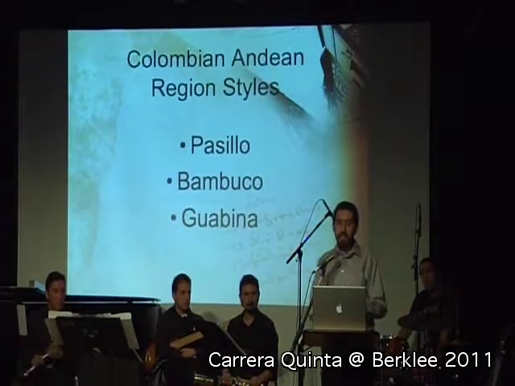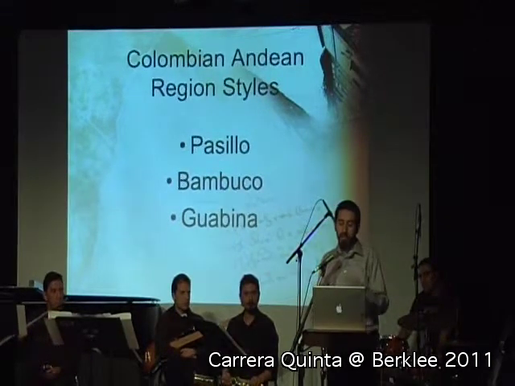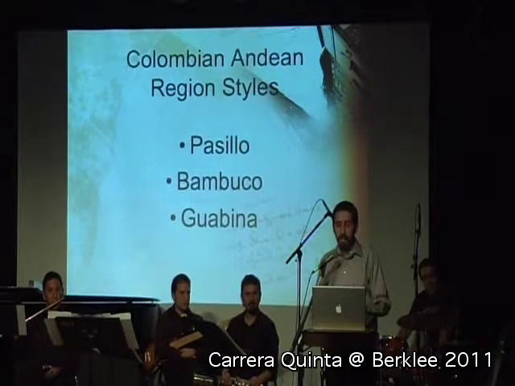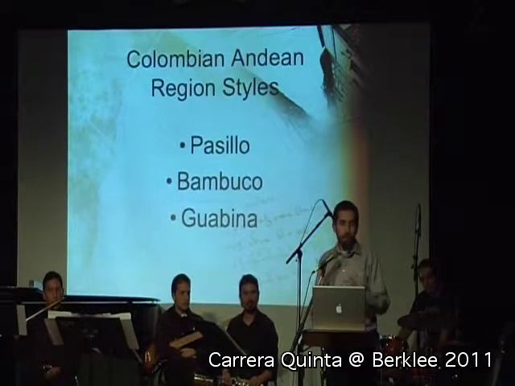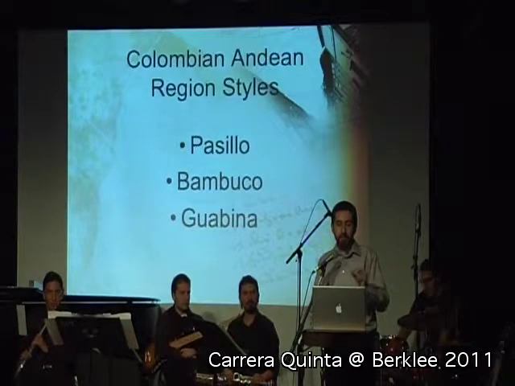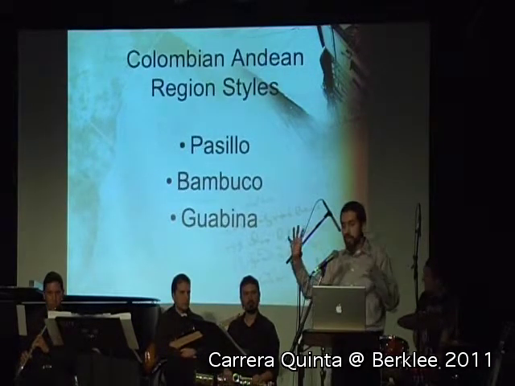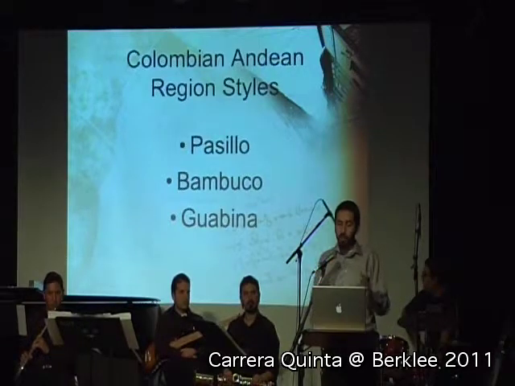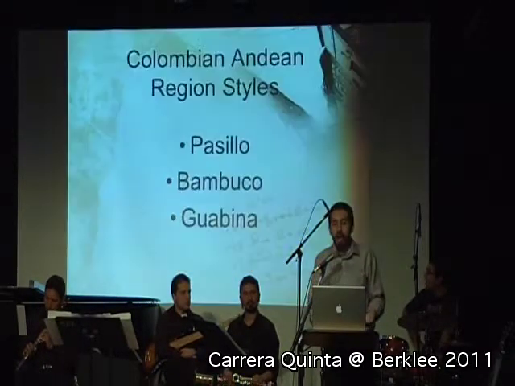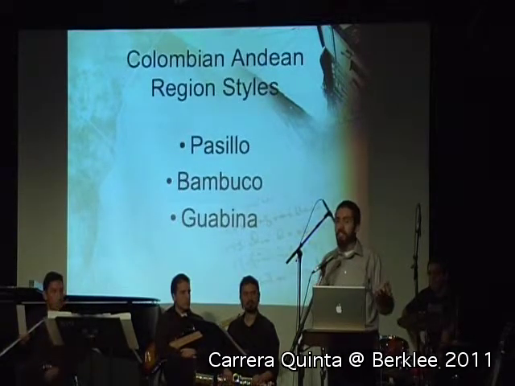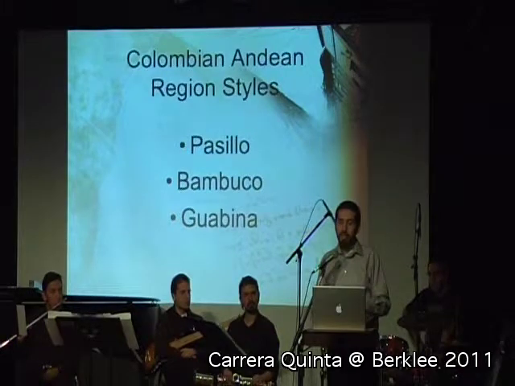All these styles share some elements in common, so that's why we can classify them in the Colombian Andean region style group. But they also have some elements that make a difference between them. We are going to explain what these three styles have in common in general. One of the most important things is the ensemble. The most traditional and representative ensemble in this music is called the traditional trio.